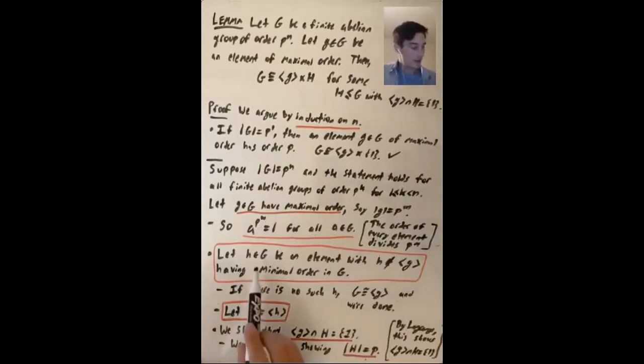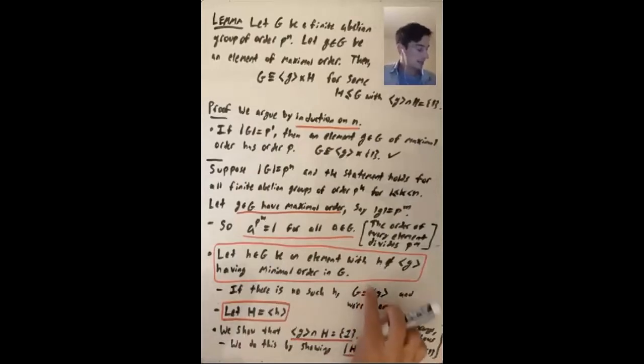Okay, first, what if there is no such h? Well, that would mean that every h in your group is in the cyclic subgroup generated by g. So the cyclic subgroup generated by g is the group G. And we're done. There's nothing else to do, because you can say that G is isomorphic to the cyclic subgroup generated by g cross the trivial subgroup, and we're done. So now what are we going to do?